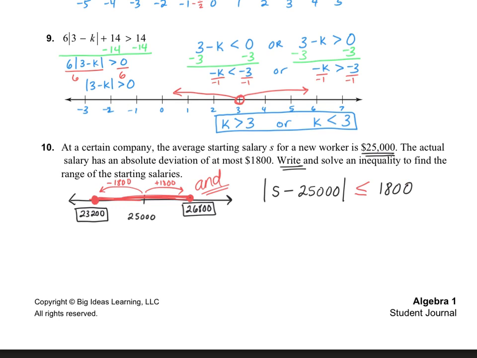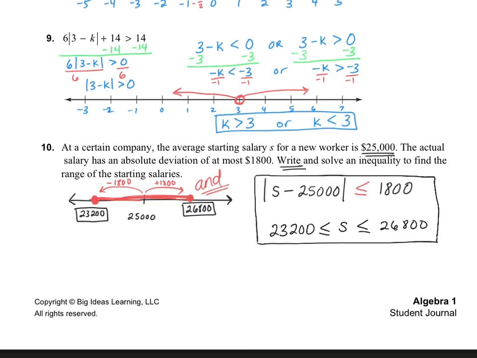Okay, and then we already have the solve, so we know that it's between 23,200 and 26,800. So I'm going to write 23,200 is less than or equal to the salary, which is less than or equal to 26,800. So these are our two answers. That's the inequality and then the solve of the inequality.